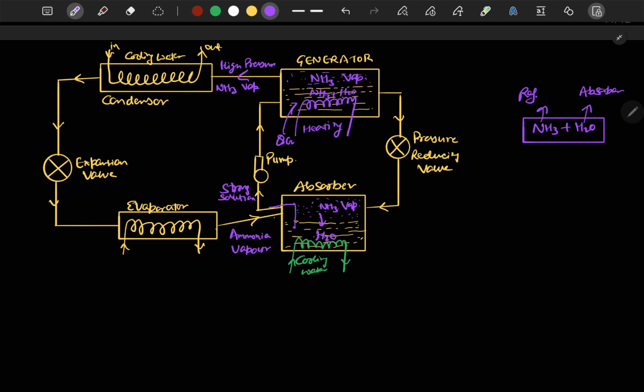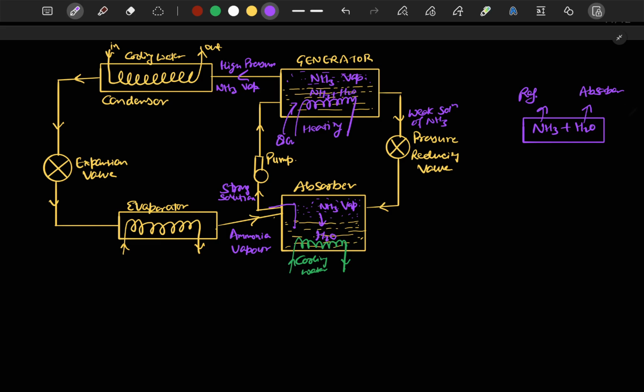And what happens next in the generator? Since on heating the ammonia vapor is released from water, the weak solution of ammonia that remains in the generator is sent back to our absorber by reducing its pressure. And in this case this cycle continues.